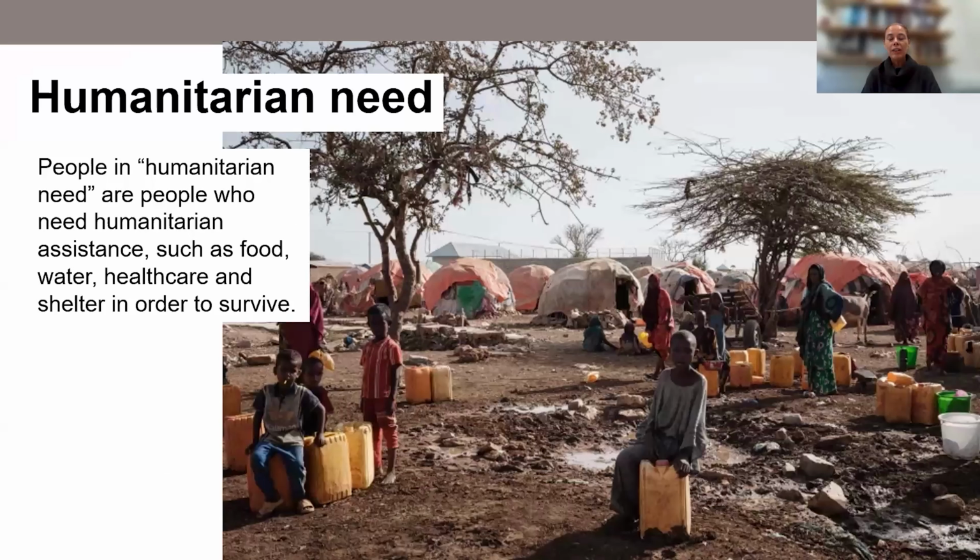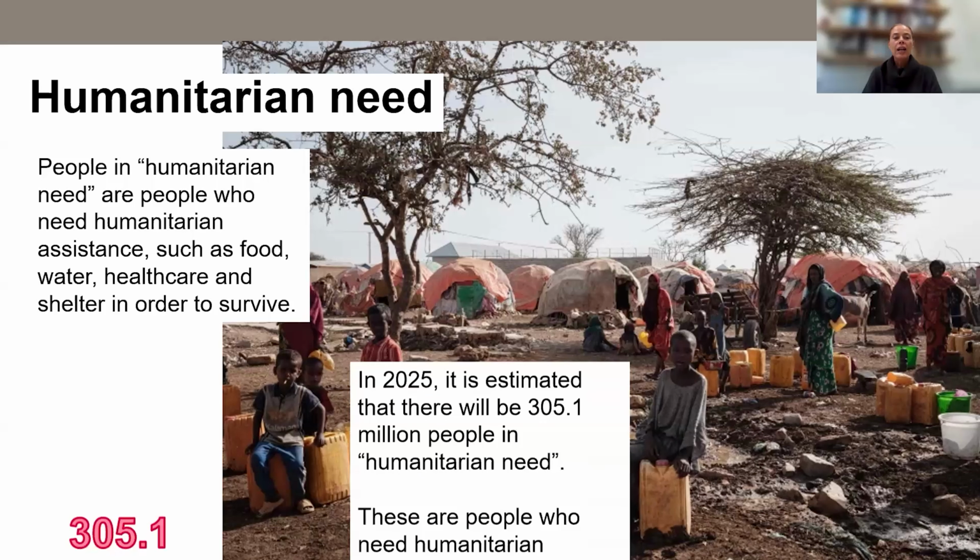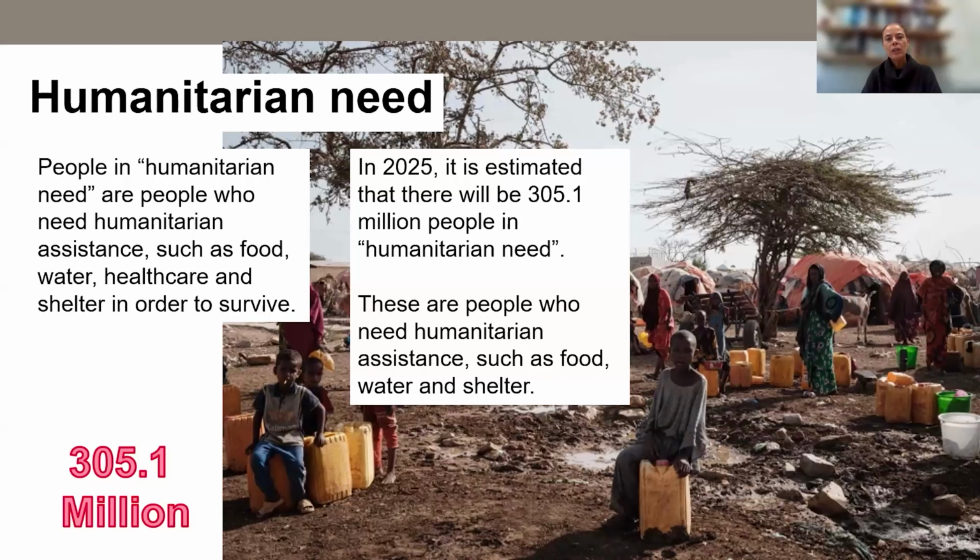So, what is humanitarian need? I've said that humanitarians respond to humanitarian need. Now, this means people in need of something that will keep them alive. So this is an urgent need. And most often we talk about food, water, shelter, and healthcare. But as we'll see later, there are many other needs that people in crisis have. And currently, for 2025, it's estimated that there will be around 305.1 million people in humanitarian need. And so these are the people who need humanitarian assistance from the international system.